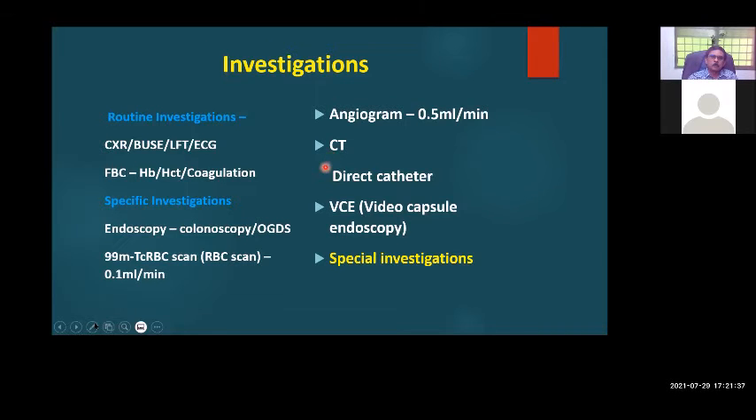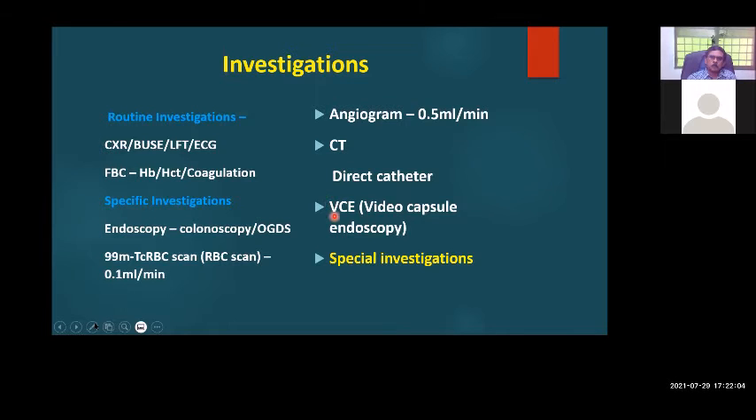Okay. The original direct catheter angiogram also gives the option of therapeutic use, like embolization of the bleeding vessel. Whereas the CT angiogram, which is commonly done these days, is much easier, non-invasive, and easily available in most hospitals.